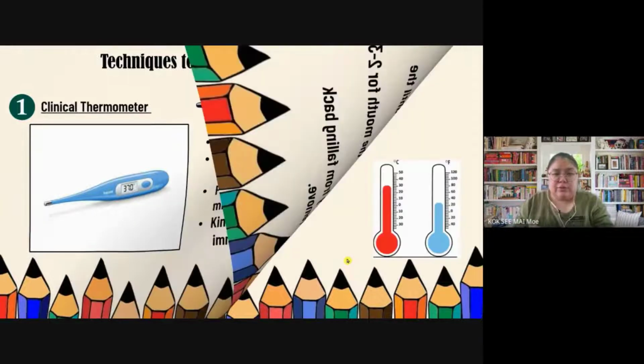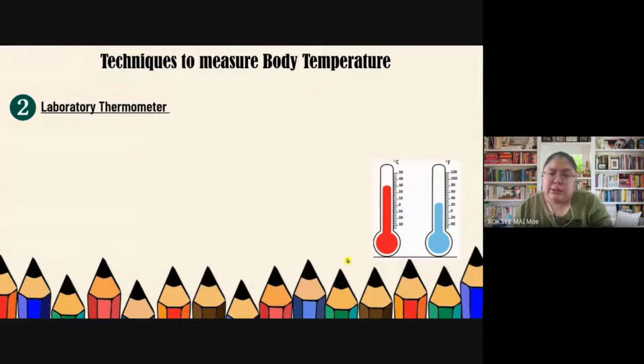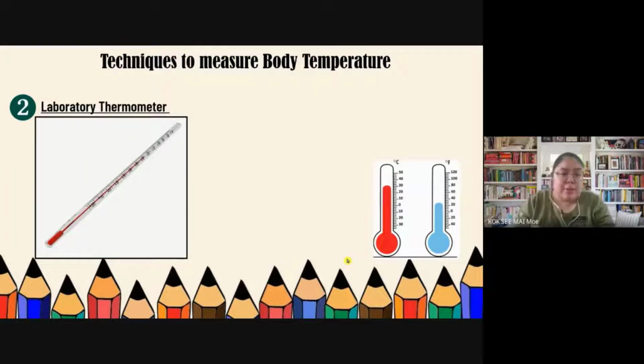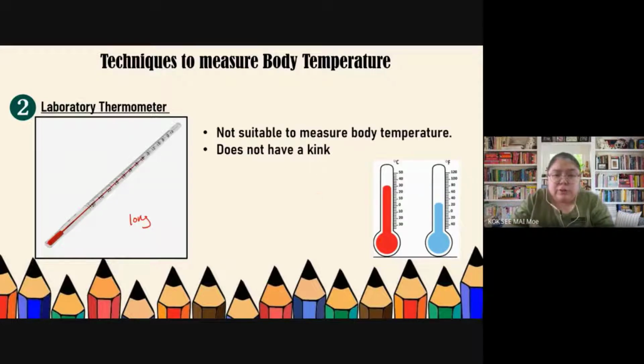Okay, then we go to number 2, the lab thermometer. The lab thermometer is normally long enough, and it has many different scales, so it is not suitable for body temperature. Although the reading can show the temperature, it is not accurate because the scale is too big, so we cannot measure the body temperature exactly.